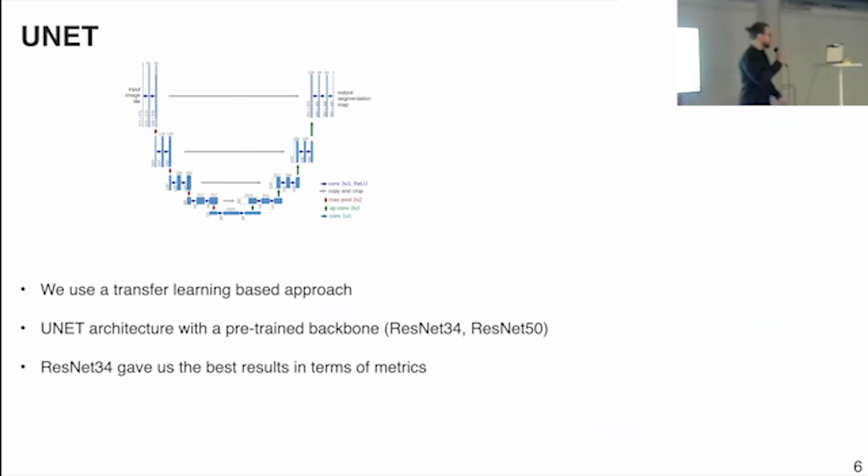So let's come to the architecture we used. We used the famous model U-Net, which is famous for segmentation tasks. And obviously, as we said often, we have a small data set, so we use the transfer learning approach. And for the transfer learning approach, we used different backbones like ResNet34, ResNet50, and SqueezeNet, and so on. And we figured out in an early stage that the ResNet34 as a backbone is the most suitable one, where we can get the best results in terms of metrics.